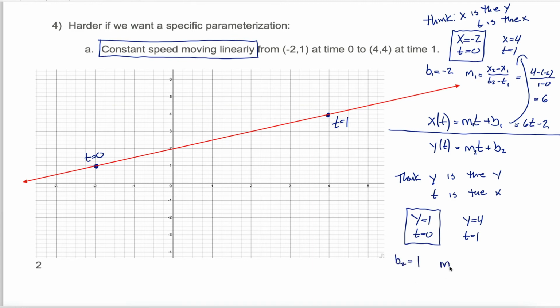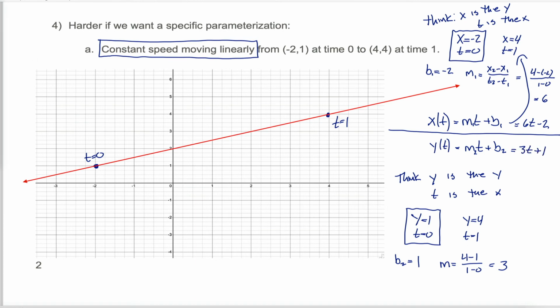For the slope, you're probably thinking the change in y divided by the change in x, but in this case, it's the change in y divided by the change in t. So it's 4 minus 1 divided by 1 minus 0. It's 3. Y as a function of t is equal to 3t plus 1.